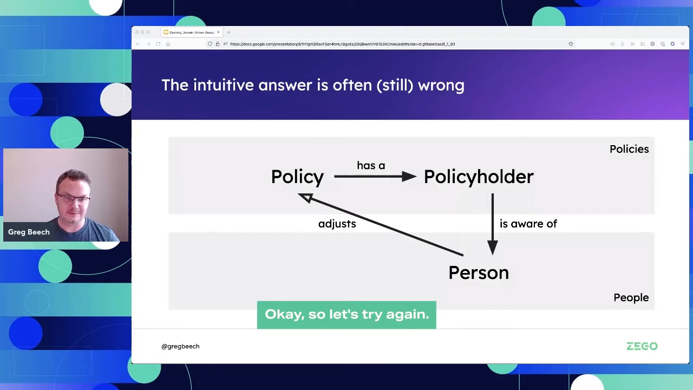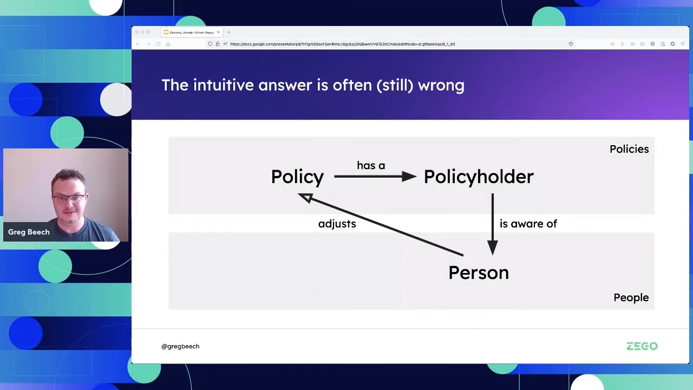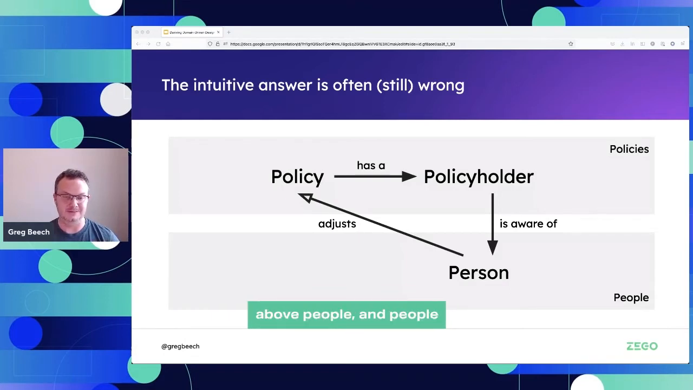Okay, so let's try again. Another intuitive answer: when a person changes, we'll adjust the policy itself. But this causes problems as well. So first of all, we've already said our layered architecture means that policy sits above people, and people don't need to know about policies. But here, a person does, because if you have to adjust all the policies that you own, we need to replicate policies into the people domain, which means we've now not only complicated the people domain, but we've got a synchronization problem.